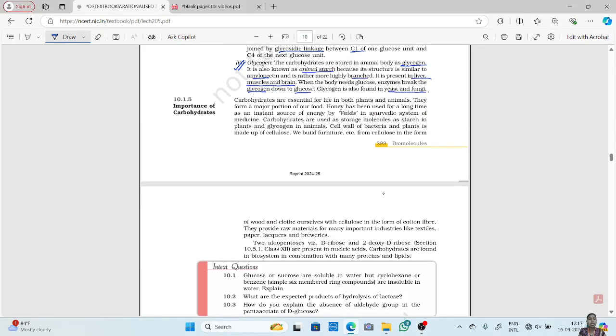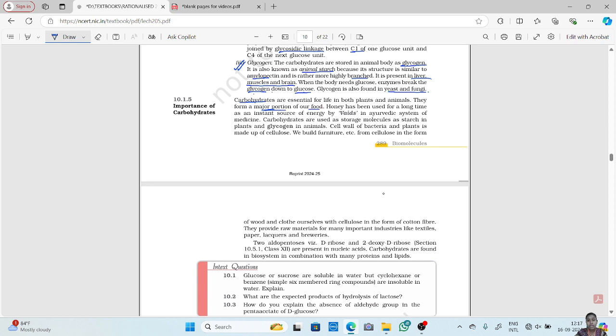Now next is the importance of carbohydrates. Carbohydrates are essential for life in both plants and animals. Till now, whatever we have learned, all these monosaccharides, disaccharides, oligosaccharides, that is glucose, fructose, lactose, maltose, sucrose, starch, cellulose, glycogen, are all present in plants and animals. That indicates the importance of carbohydrates. They form a major portion of our food.